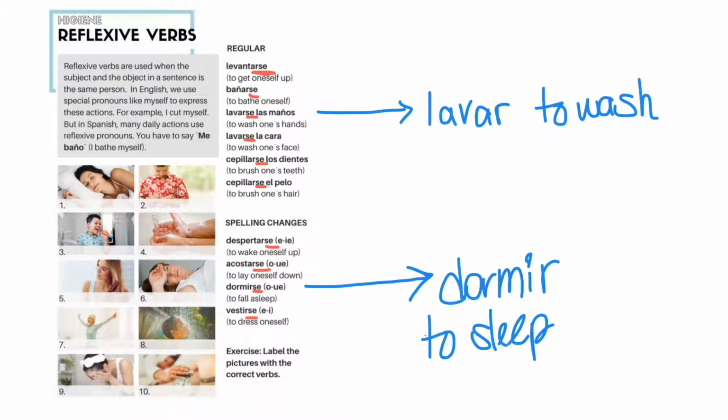So what I'd like for you to do is the exercise. Take a look at the pictures and just label them with the correct verb. For practice, you don't have to conjugate it yet. We're going to work on that next.